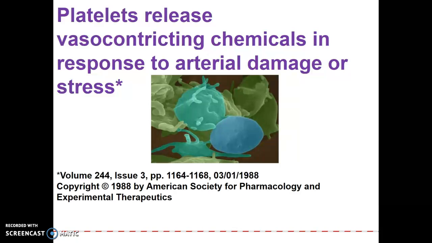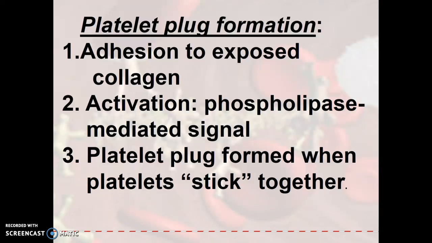The platelets do release a vasoconstricting chemical in response to damage of the blood vessels. What that means is when the blood vessel is cut and platelets start sticking to the collagen fibers, they release a chemical which causes your blood vessels, vaso, to constrict and make it a smaller tube, so it's harder for you to bleed out.